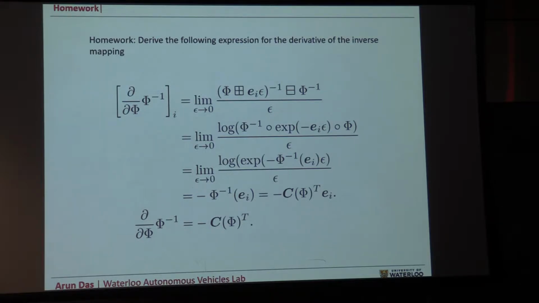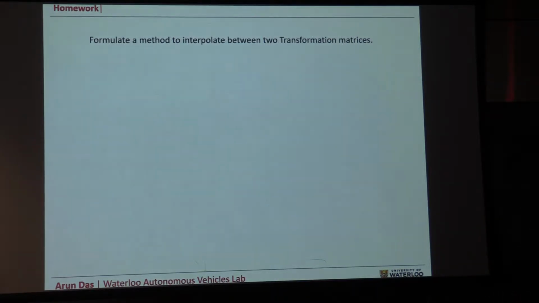Okay, cool. Any more questions on this question? Let's move forward. Okay, let's keep going. So the next one, the question was to formulate a method to interpolate between two transformation matrices. So any ideas on this one? Ben? Since you already put a PR about it?